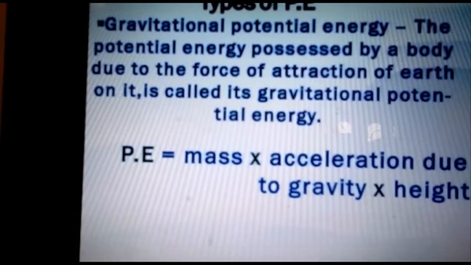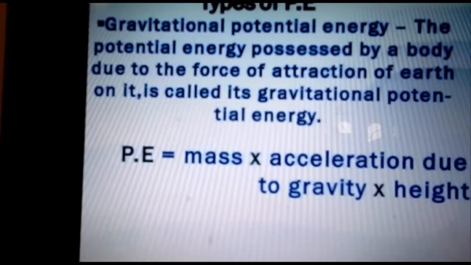The potential energy possessed by a body due to the force of attraction of Earth on it is called its gravitational potential energy. The gravitational potential energy of a body at a point is the amount of work done by the force of attraction of the Earth in bringing that body from infinity to that point.